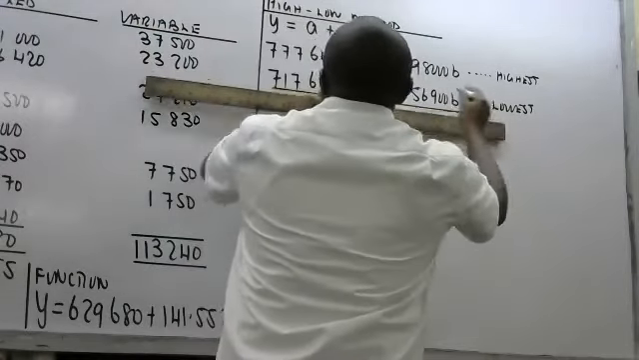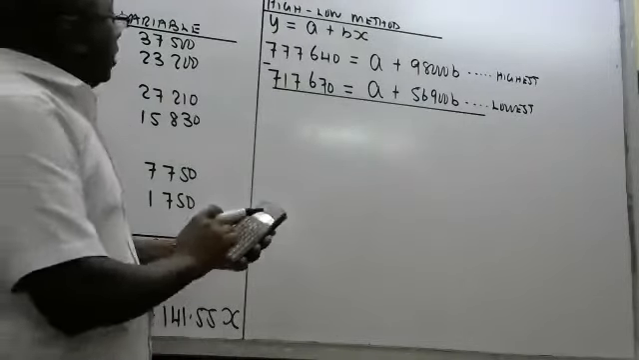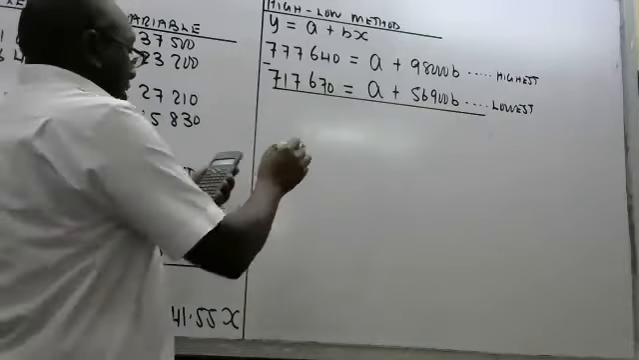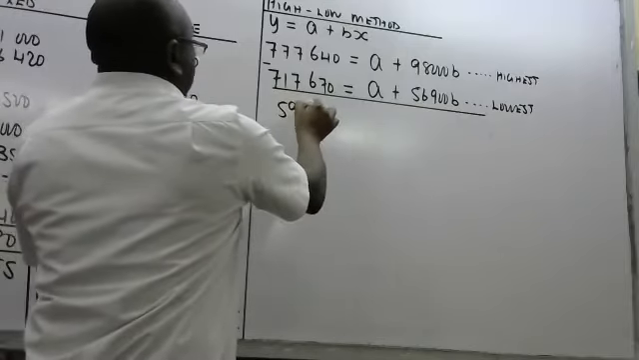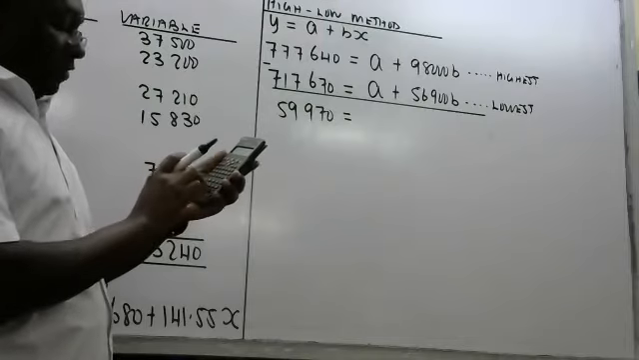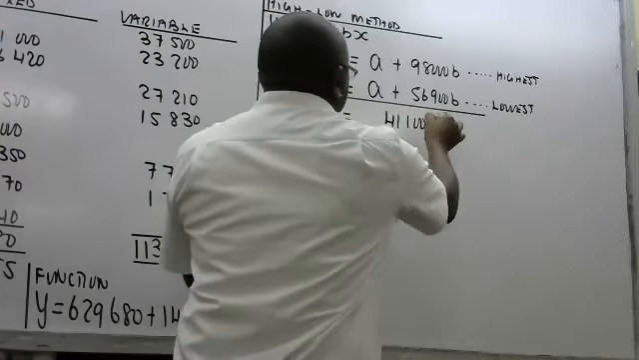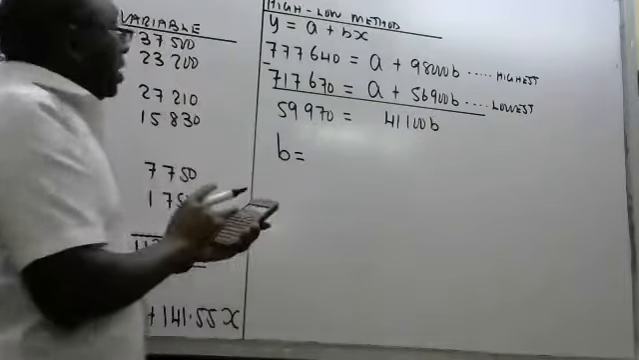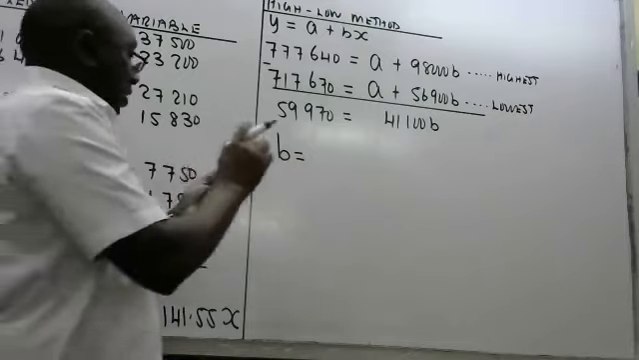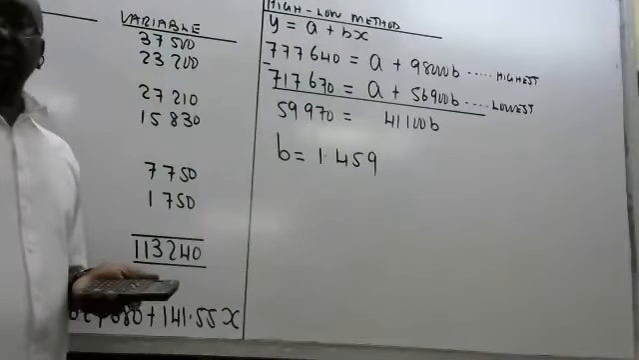So on the calculator, quickly we subtract. 77,640 minus 17,670 is 59,970, being equal to 98,000 minus 56,900 is 41,100 B. And from there, quickly, inverse of that times 59,970, I'm able to get 1.459.